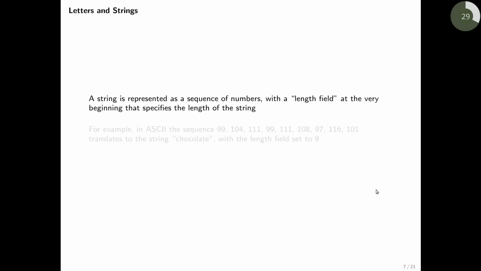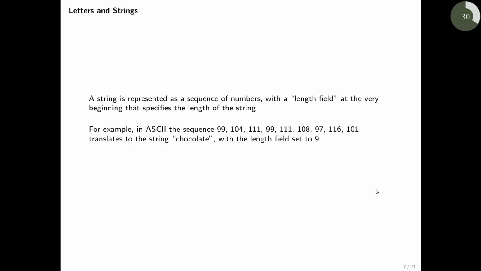Okay, so now we know how to represent a symbol or a letter as an integer, using one of these encodings, either ASCII or Unicode or UTF-8. So how do we go from there to representing strings? Or a document, for example, because a document is nothing but a string of letters. It's very easy. So a string is basically represented as a sequence of numbers, along with a length field that specifies how long the string is, or how many characters that string has.